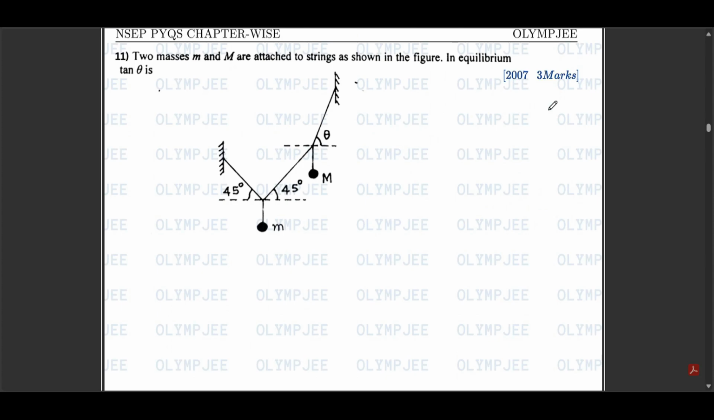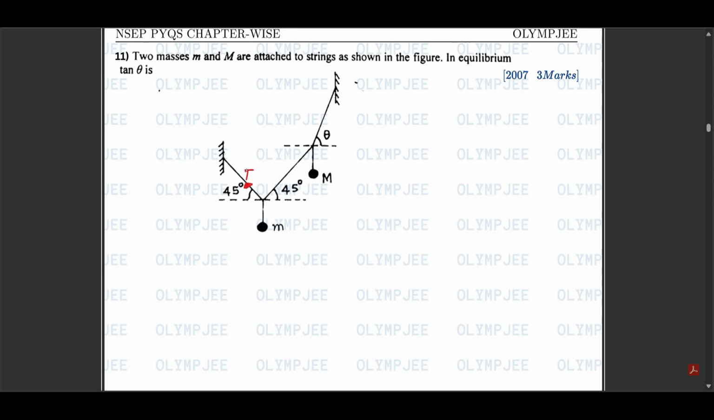Moving on to question 11, it says that two masses, small m and capital M, are attached to the strings as shown in the figure. In equilibrium, tan theta is equal to what? Okay, so let us begin from this side.